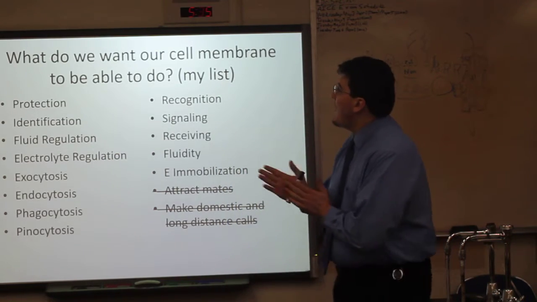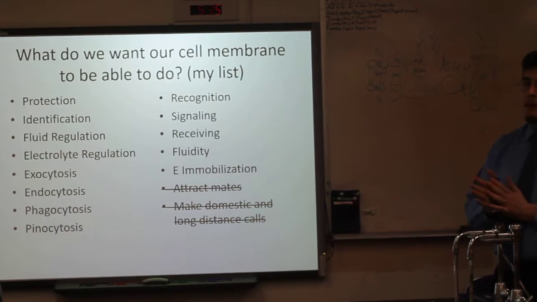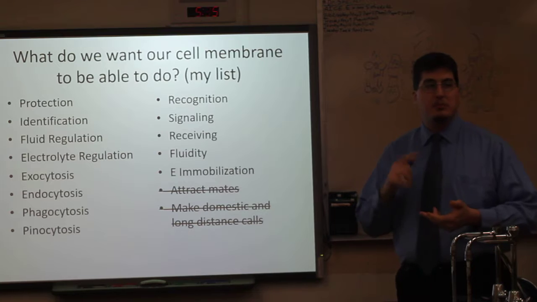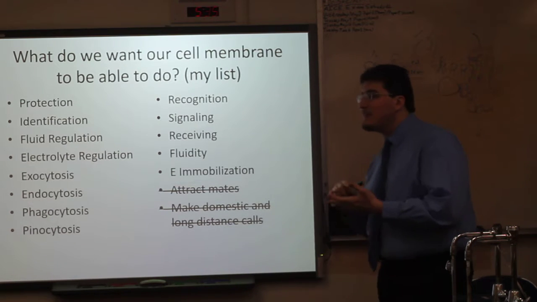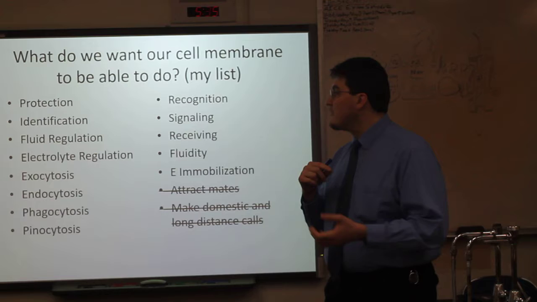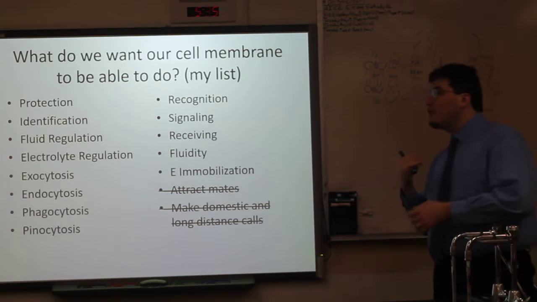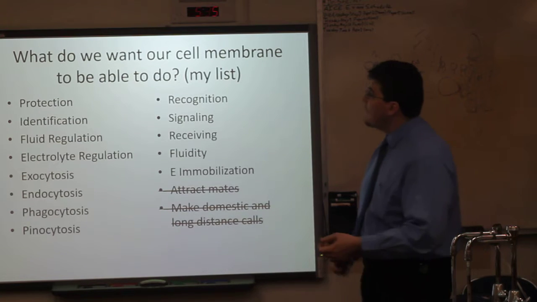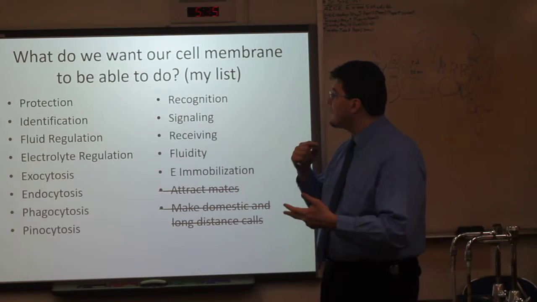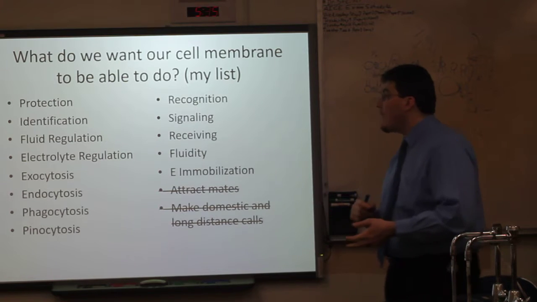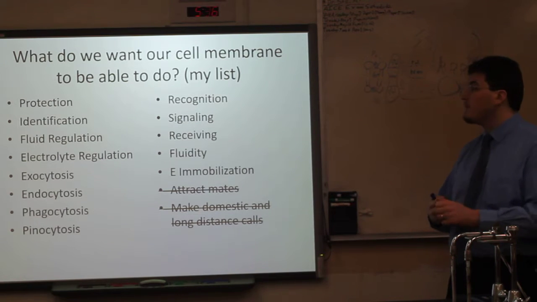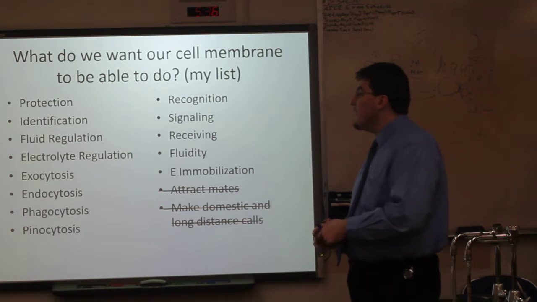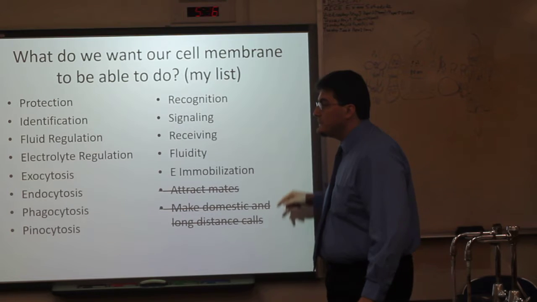So, here's what I want my cell membrane to be able to do. I want my cell membrane to be able to protect my cell. I want it to be able to identify my cell as belonging to the organism. I want my cell membrane to regulate fluid. I want it to regulate electrolytes. I want it to perform exo, endo, phagio, and pinocytosis. I want it to recognize signals. I want it to signal other cells. I want it to receive signals from other cells. I want it to be fluid. I want it to immobilize enzymes. And that's most of what I want it to do.